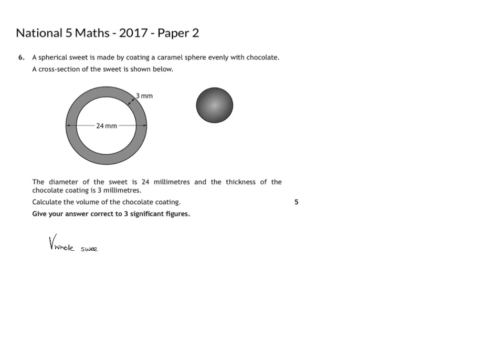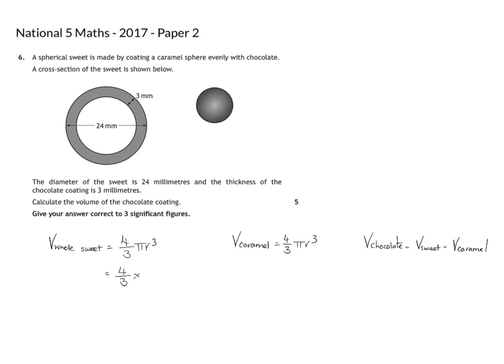We then need to calculate the volume of the caramel. And then we're going to have to find the volume of the chocolate, which is going to be the volume of the sweet take away the volume of the caramel. So we're finding the whole thing, taking away the caramel. We've got spheres. So for a sphere it is 4/3 pi r cubed for our formulas. That is on the formula sheet, so no excuses in getting that one wrong.